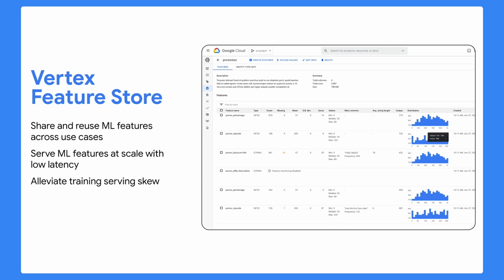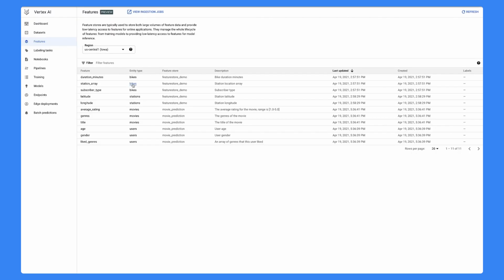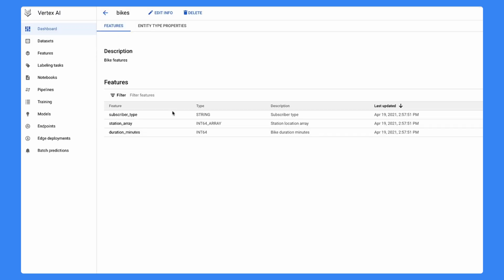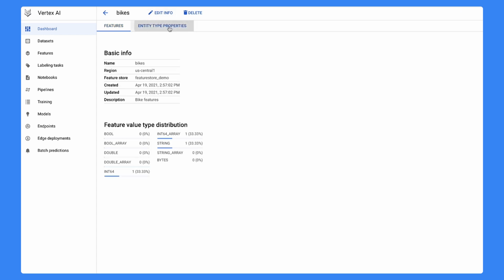One common set of pain points revolves around feature engineering, feature reuse and sharing, serving features at scale and with low latency, and avoiding training serving skew. The Vertex Feature Store helps solve these problems. It reduces the cycle time of ML deployments by making it easy to share, discover, and serve features at scale.